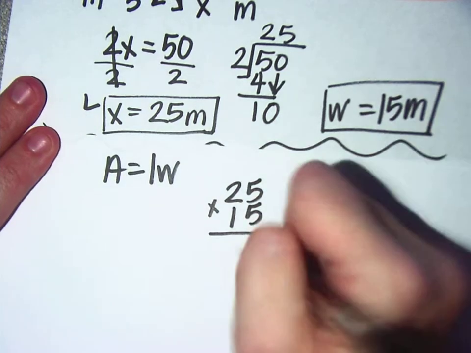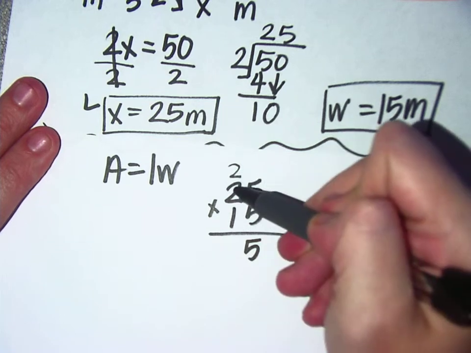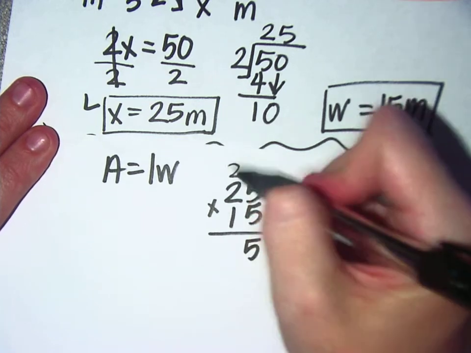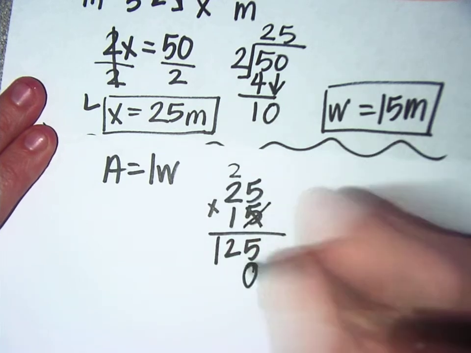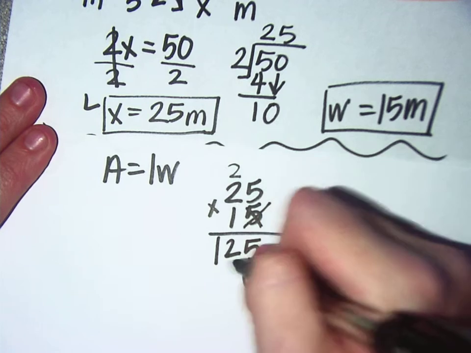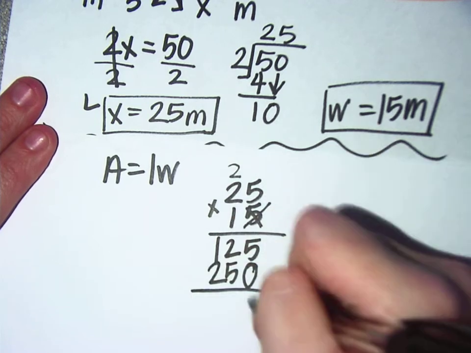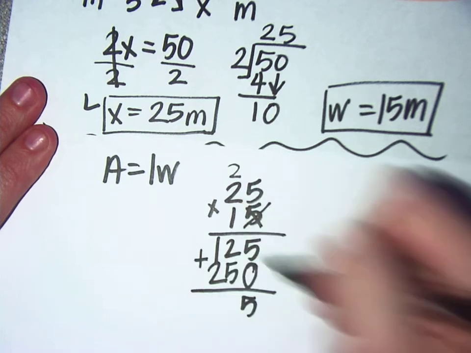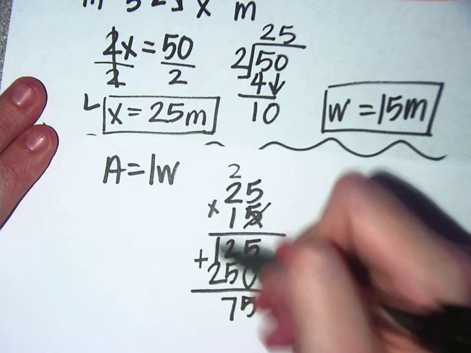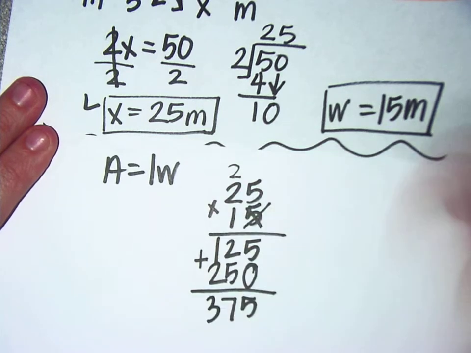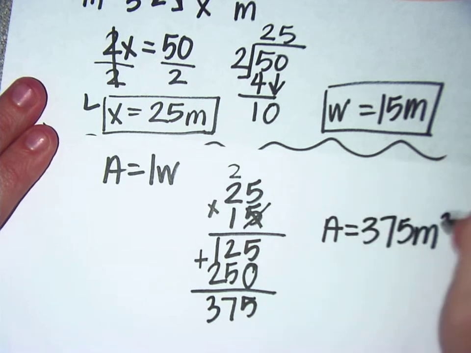5 times 5 is 25. Carry my 2. 5 times 2 is 10 plus 2 is 12. Done with my 5. So I'm going to add a 0. 1 times 5 is 5. 1 times 2 is 2. And now I'm going to just add them together. 5 plus 0 is 5. 5 plus 2 is 7. 2 plus 1 is 3. So our area equals 375 meters squared.